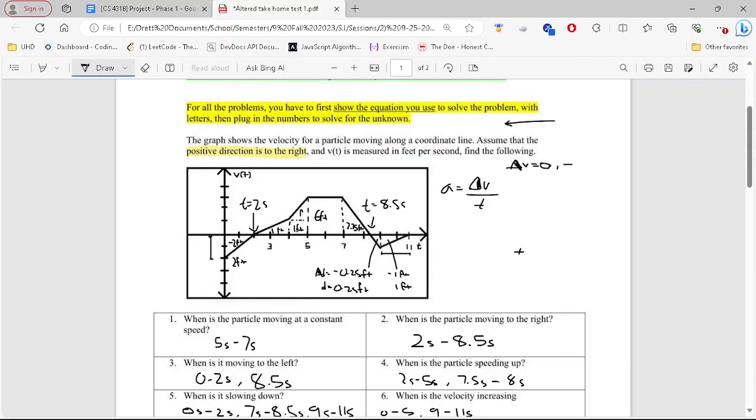So if we have positive divided by 0 or negative, the result will either be 0 or negative. So we are looking for positive changes in velocity in this case. And the same goes for negative acceleration. If we're looking for negative acceleration, then we will look for a negative change in velocity. If we're looking for a constant acceleration, an acceleration of 0, then we're looking for a change of velocity of 0.